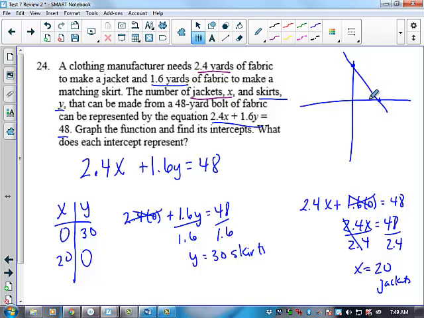So when it wants us to explain what it represents, this one is 0, 30, remember x and y, we did the one like this the other day. X is jackets, Y is skirts. That means with 0 jackets, we would be able to make 30 skirts out of the 48 yards of fabric. Same thing goes for right here. If I have 20, 0, X and Y again, X represents my jackets, 0 represents my skirts, so we could make 20 jackets and 0 skirts out of that 48 yards of fabric.